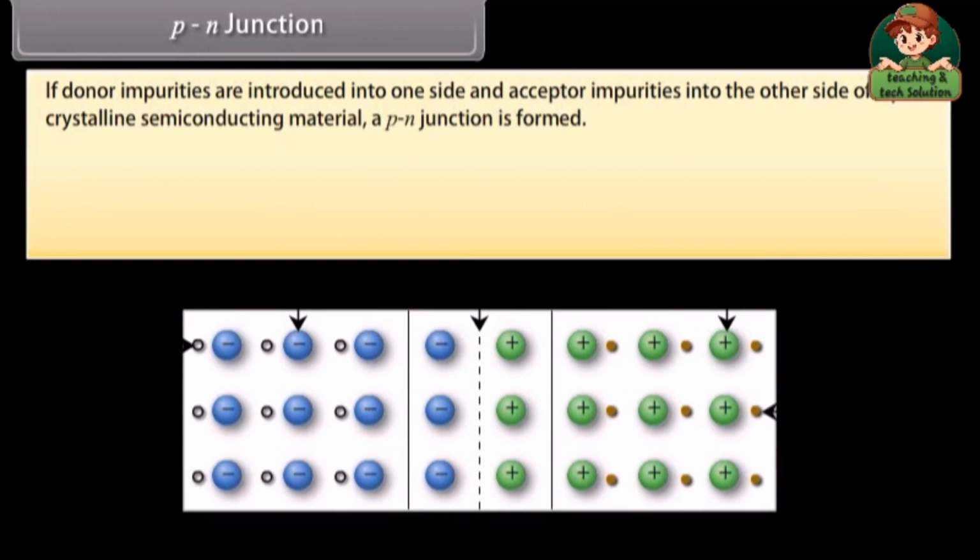PN junction. If donor impurities are introduced into one side and acceptor impurities into the other side of a pure crystalline semiconducting material, a PN junction is formed. The donor ion is indicated by a positive sign because after this impurity atom donates an electron, it becomes a positive ion. The acceptor ion is indicated by a minus sign because after this atom accepts an electron, it becomes a negative ion.